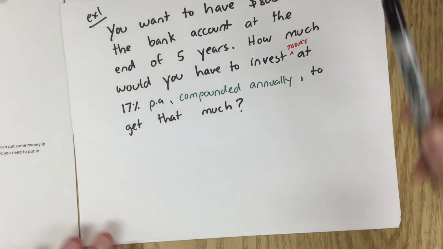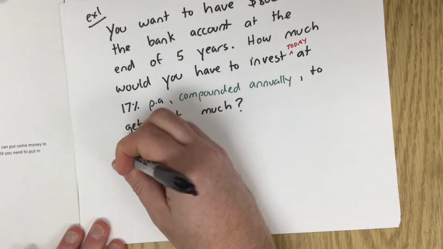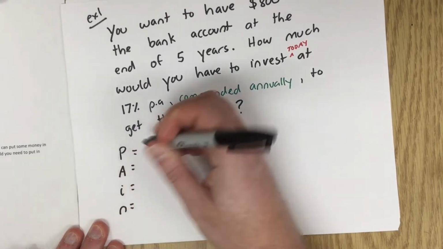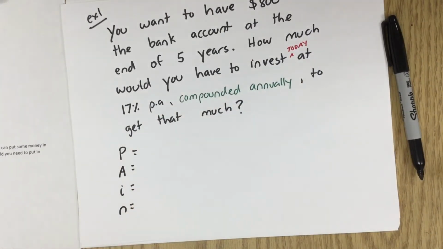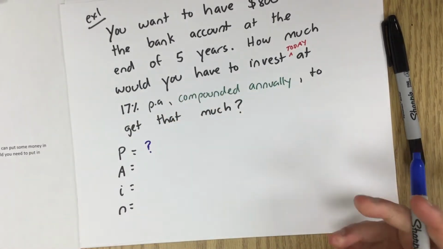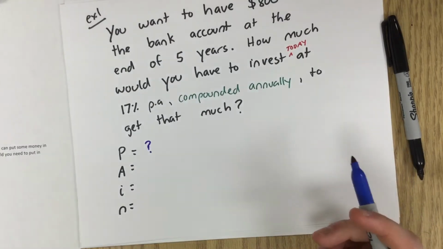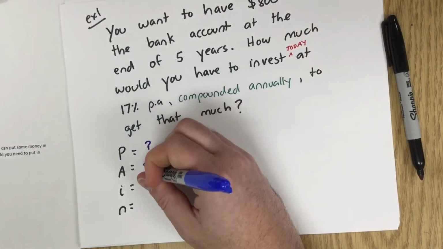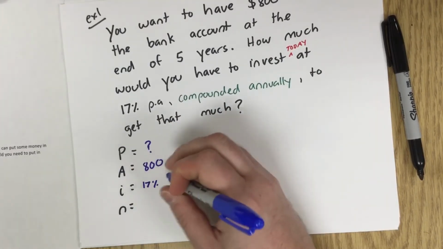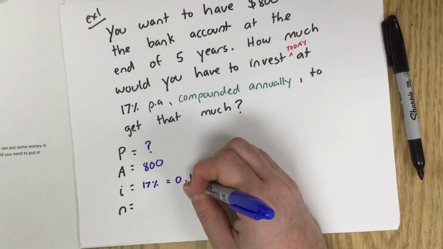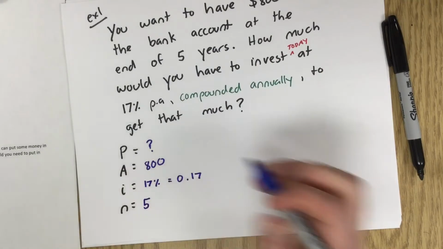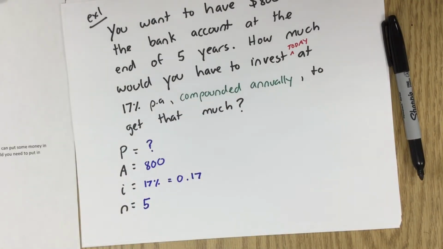And nothing really changes. So we're still going to have our P, A, i, n. So the present value, we don't know. So P is now present value. It used to be principal. Now it's present value. Conveniently, they both start with a P. The final amount is going to be $800. The interest is 17%, which we write as 0.17. And we want it at the end of 5 years, so n is going to be 5.